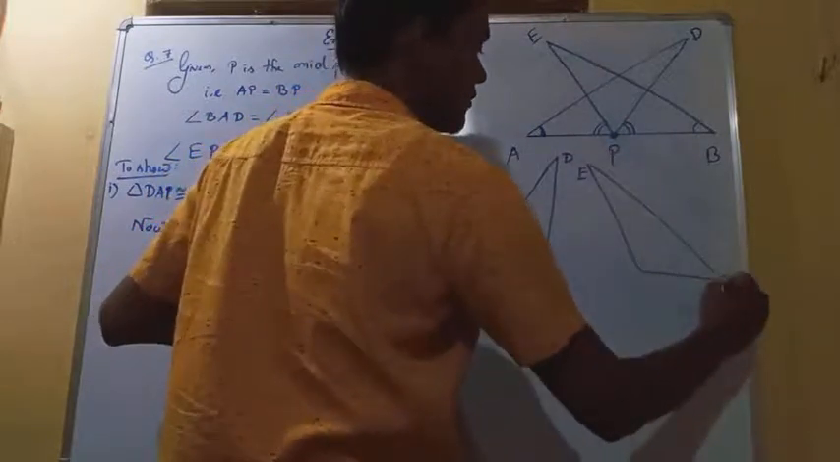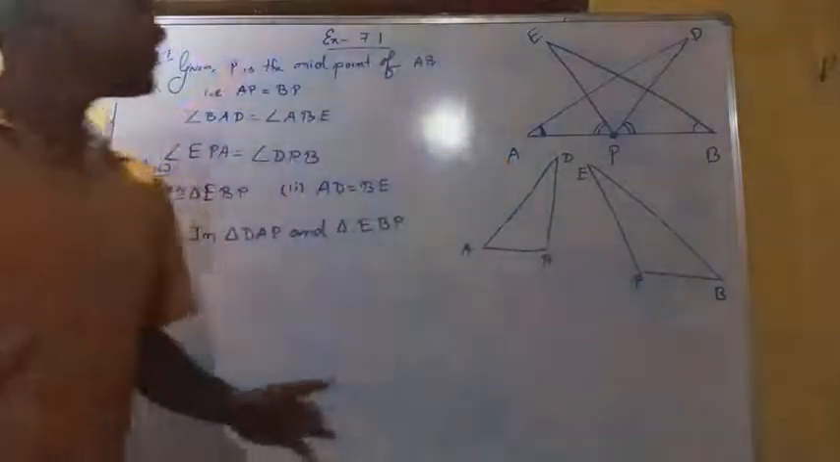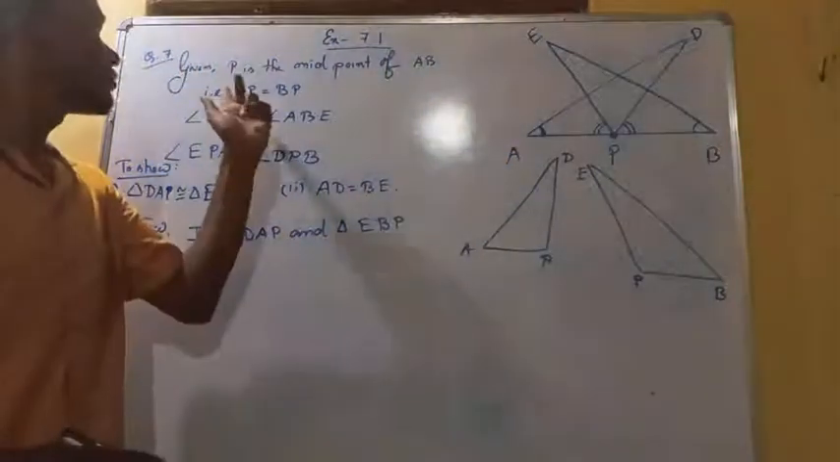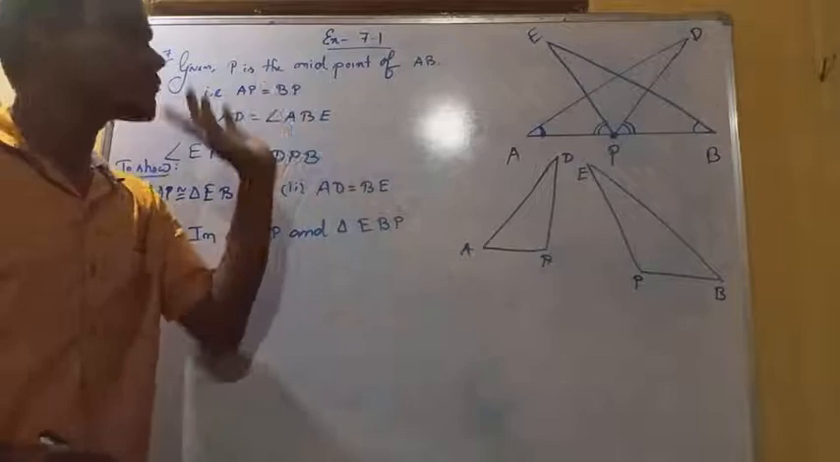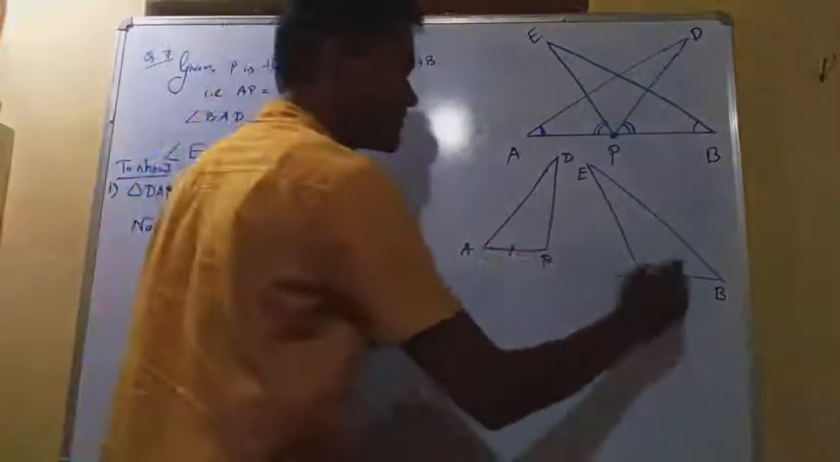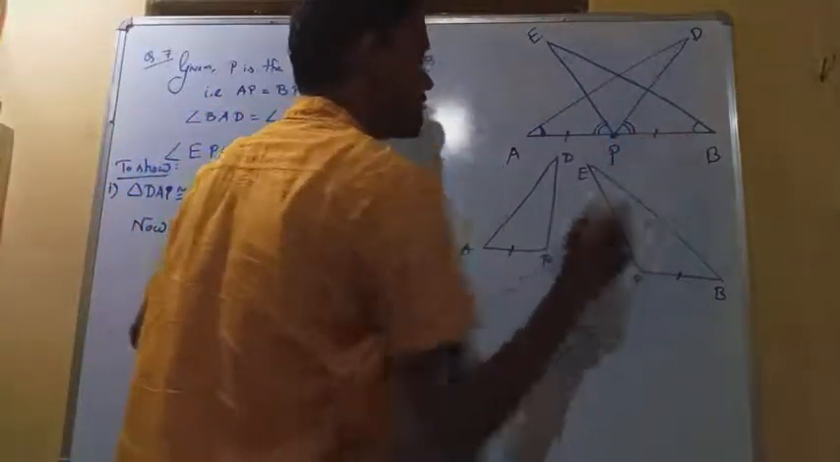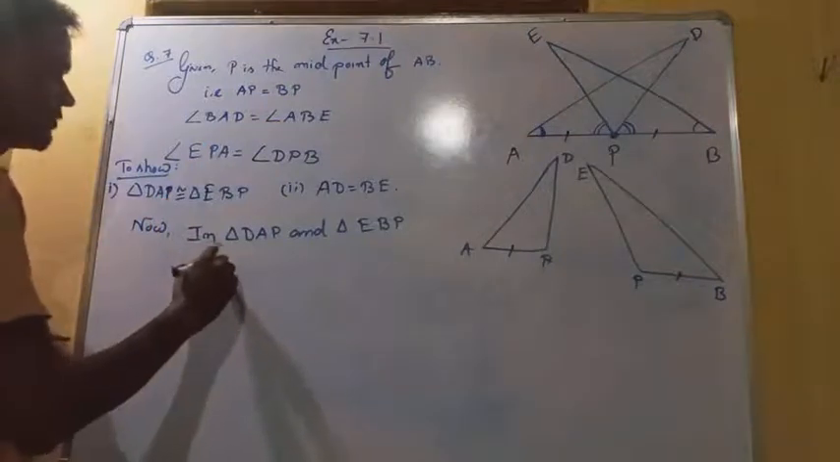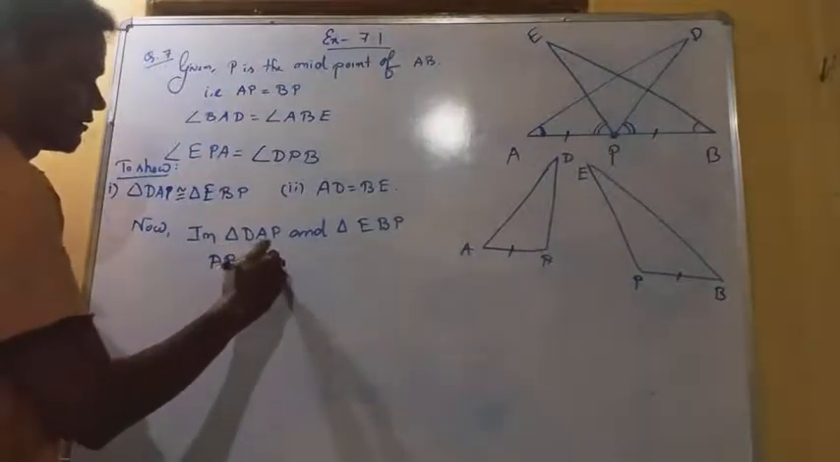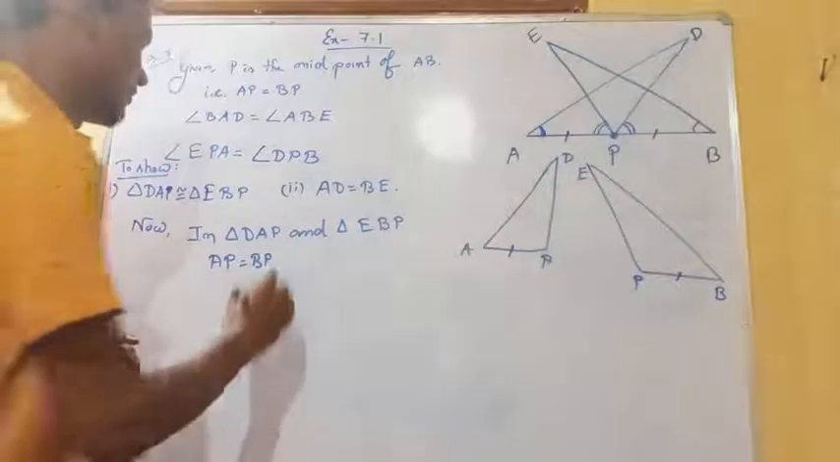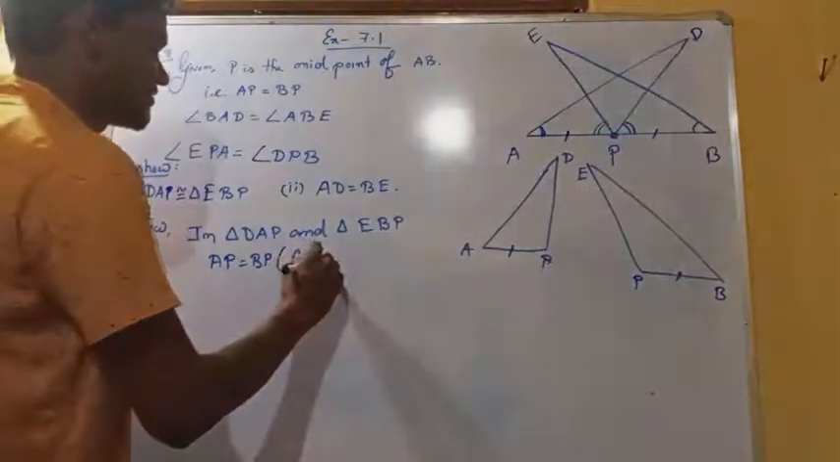This is B. This is P. Try to note down the equal parts. Look at the question. At the very beginning, AP is equal to BP, given. Look at here. This AP is equal to this BP. So write the first thing as AP is equal to BP. This is the very first thing given.